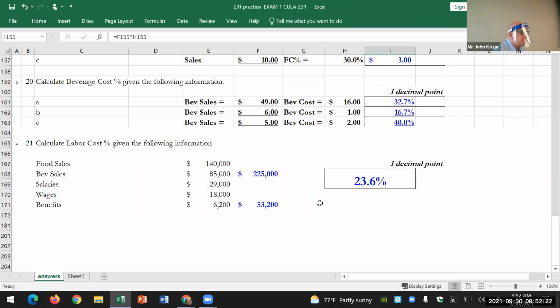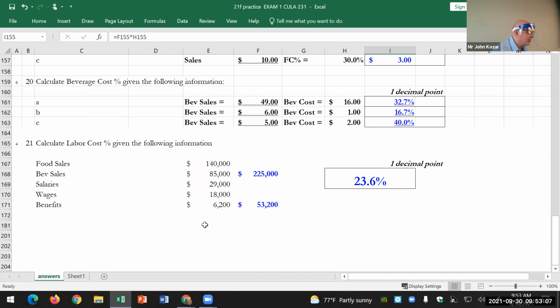And then the last question, we have information and calculating the labor cost percent given the following information. So this is nice and straightforward. We got food sales plus beverage sales, get total sales of $225,000, and then add up salaries, wages, and benefits, and we get $53,200. So divide that cost of 53.2 divided by the 225, and you get a 23.6% labor cost.